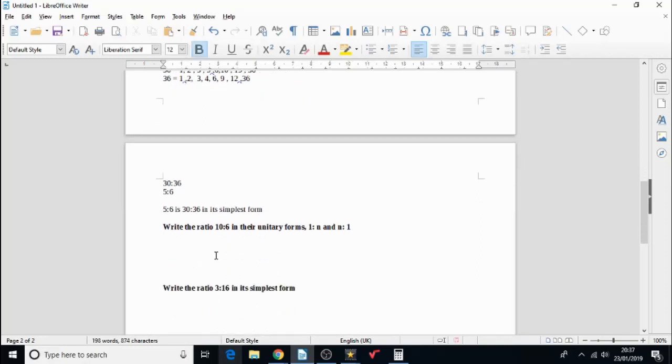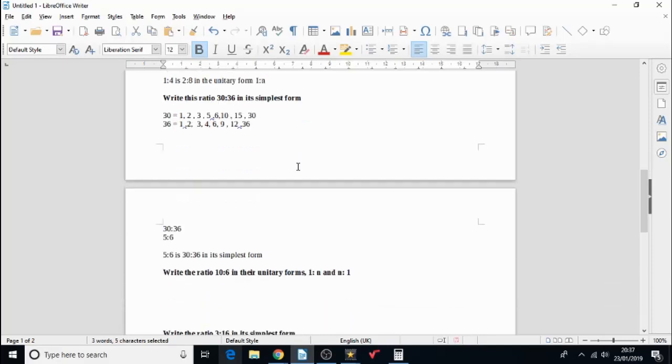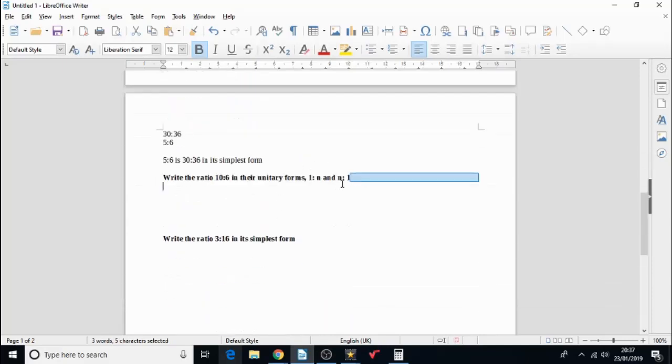Let's move on to the next question. Write the ratio 10 to 6 in their unitary forms. So the first time we encountered the unitary form, it only wanted us to write the question in one unitary form. This time it wants us to write in both unitary forms. So in a sense, the first one is 1 to n, and the next one is n to 1. So it's going to be a flip side.